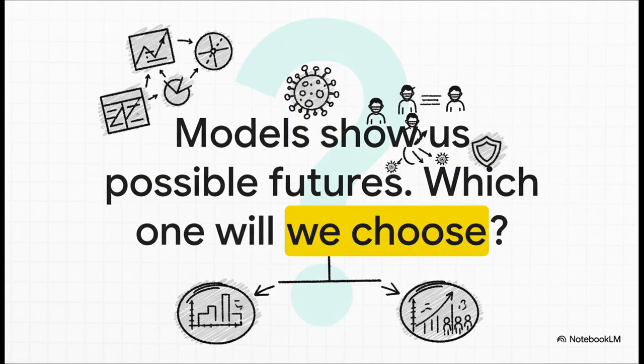So in the end, I think that's the real power of these models. They don't predict some single unavoidable fate. That's not what they do. They show us the consequences of our choices, they map out all the different roads that lie ahead, but ultimately, it's our collective actions that decide which one of those paths we, as a society, actually walk down.